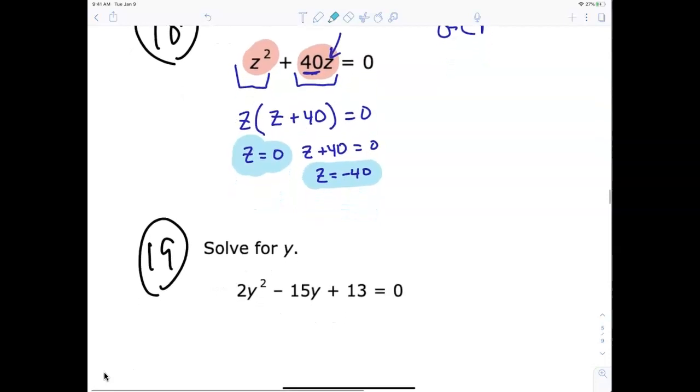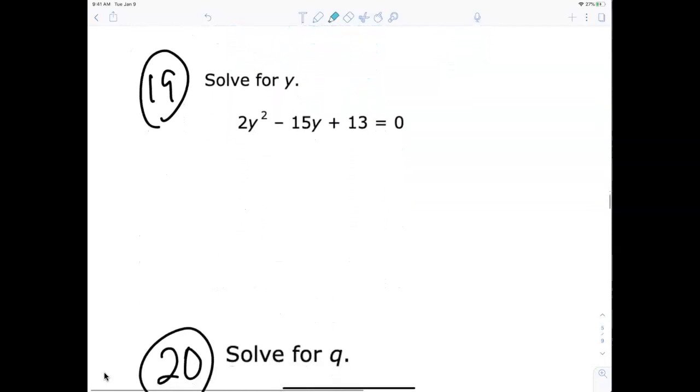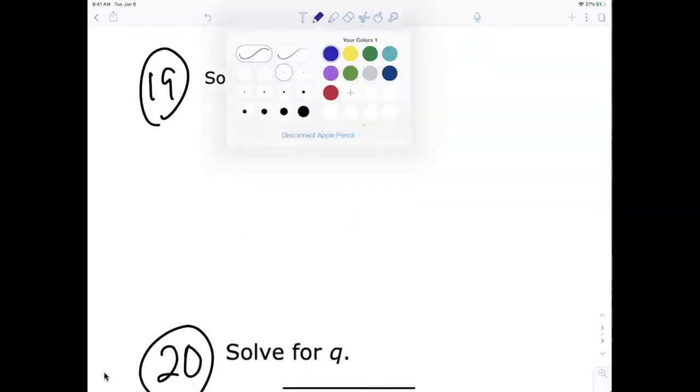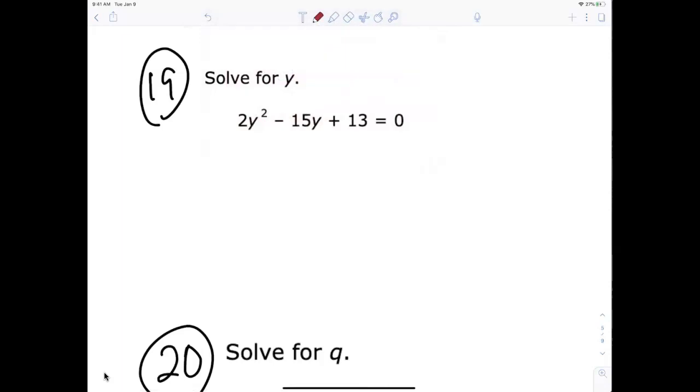Okay? Now 19. We're going to do the factoring on this guy. 2 sets of parentheses because I noticed there was no GCF. The only possible way I can make 2y squared, remember, is 2y and y. Now the question is, where does the 13 go? There's only one factor of 13. Now what I'm going to do is I'm going to put it in the wrong spot first to review with you.